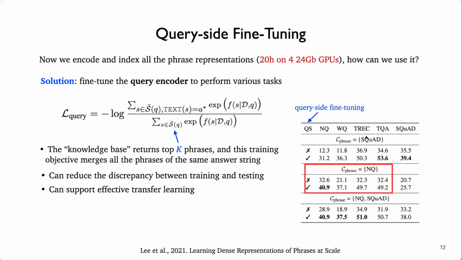As you can see from this table, here we use only Natural Questions to build the phrase index, and this column is the basic evaluation on Natural Questions. We find that if we do query-side fine-tuning on Natural Questions, we can further improve the performance greatly, from 30 to 40.9 accuracy. For other query tasks, the improvements are even larger, such as WebQuestions or TREC, because we never used WebQuestions or TREC to build the phrase index.